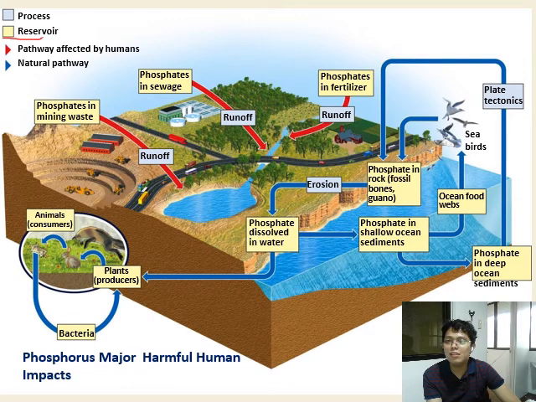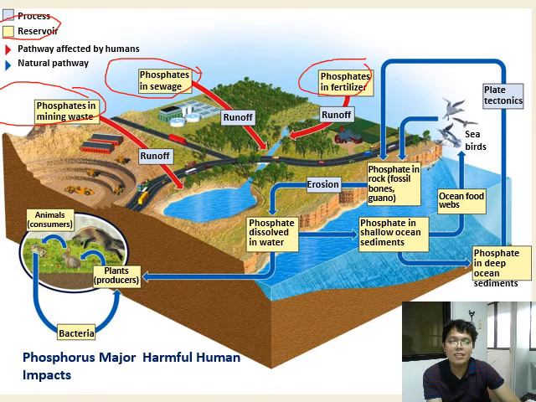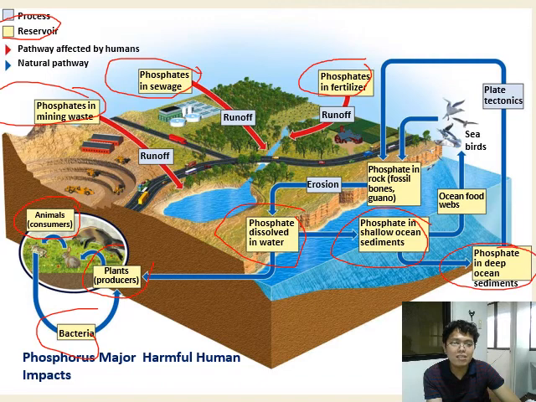So let's start with the natural reservoirs of phosphorus. We have phosphates in mining waste, phosphates in sewage, those sewage waste from factories. Then we have phosphates in fertilizers. Phosphorus is also found in animals, plants, and even bacteria. Phosphate can be found also in water, like in oceans and lakes and rivers, in its dissolved form. Phosphate in shallow ocean sediments. Phosphate in deep ocean sediments. The phosphate present in the food web of a marine ecosystem. Phosphate in rock, like fossil bones and guano, and even in the tectonic plates.